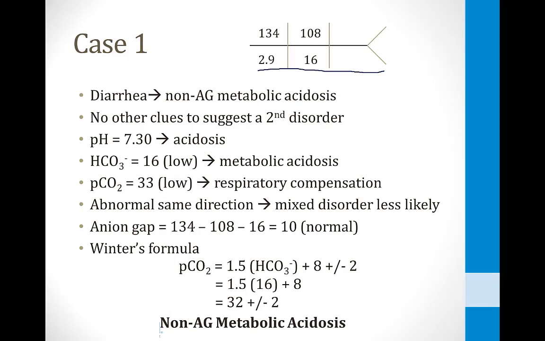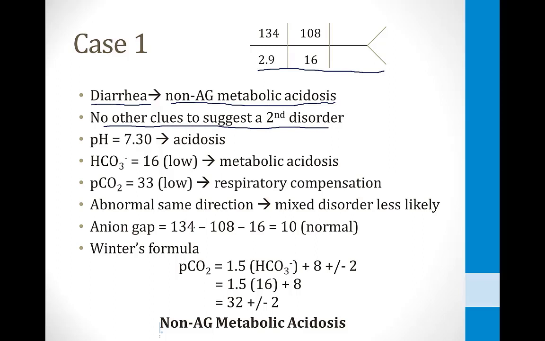So first of all, what you want to do when you're faced with an acid-base problem is read the stem carefully. There are usually clues to the acid-base disorder in the question stem. So they mention that the patient has diarrhea. So anyone who has diarrhea, we expect a non-anion gap metabolic acidosis. So that's what we're looking for. Also, there were no other clues to suggest a secondary disorder. So what we're anticipating here is a simple, straightforward non-anion gap metabolic acidosis.